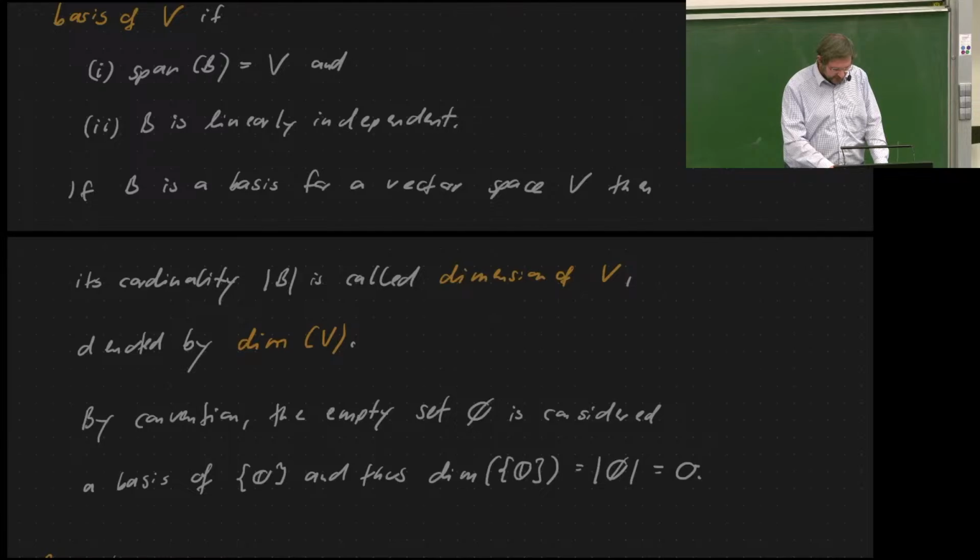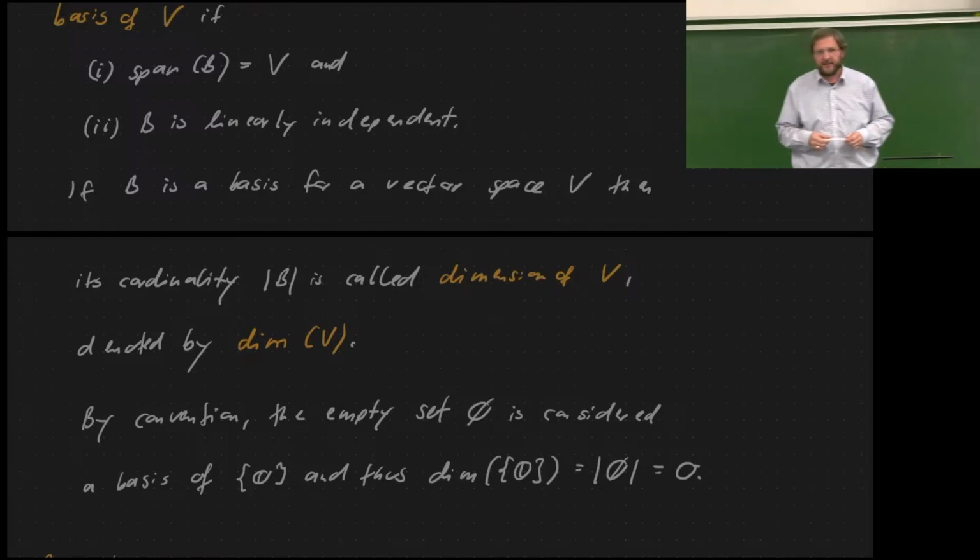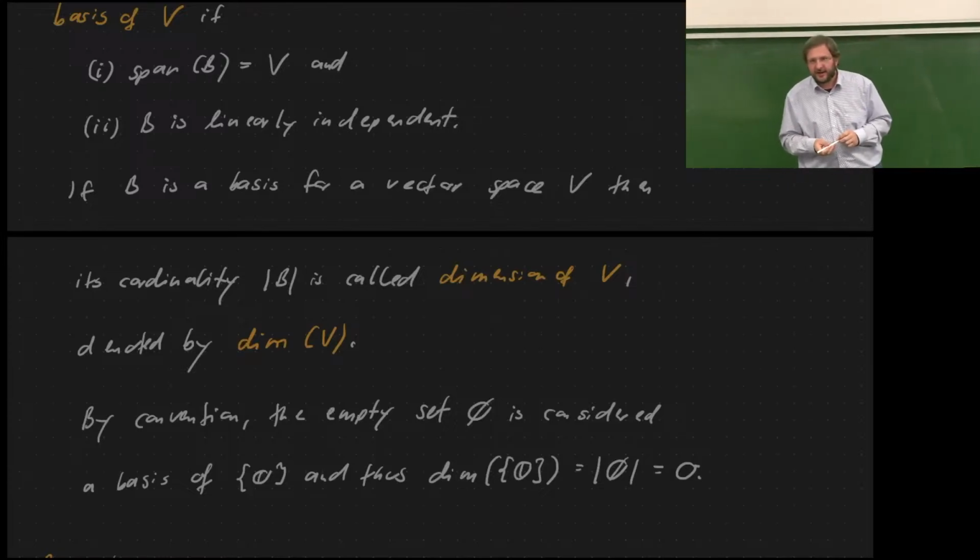And then I say the cardinality of such a set, any basis, that is what I call the dimension of a vector space. So in a certain sense, that is a measure for the richness of that space, right? How complex is that space? How many different directions are in that space that are independent of each other? That is what I call the dimension of that space.